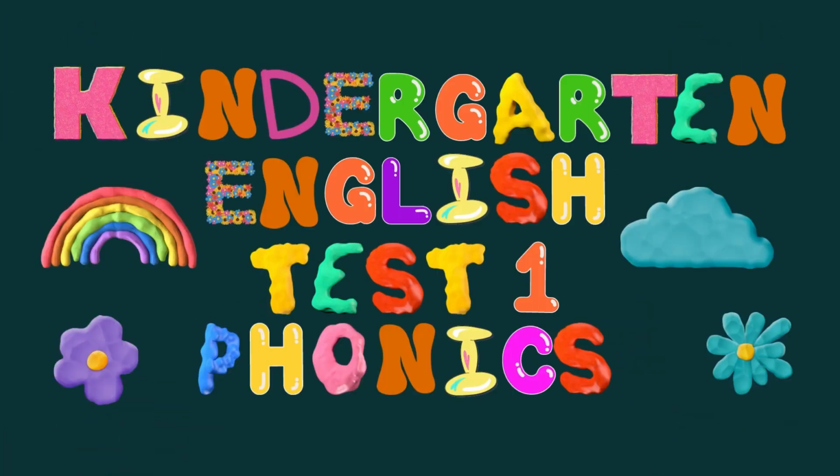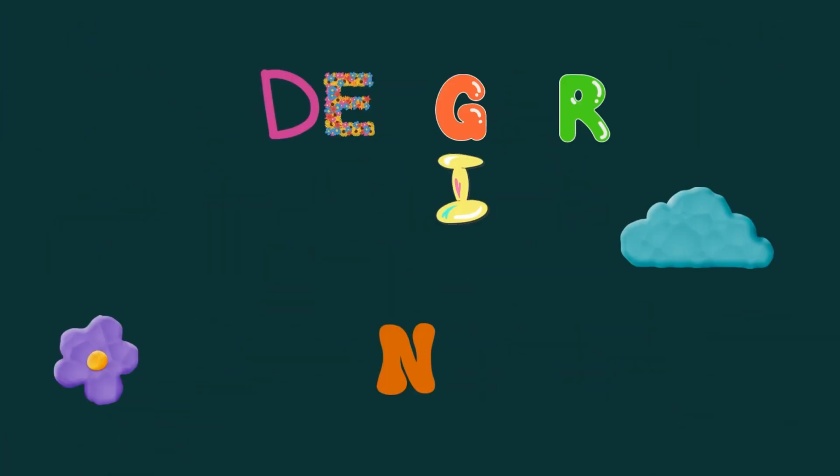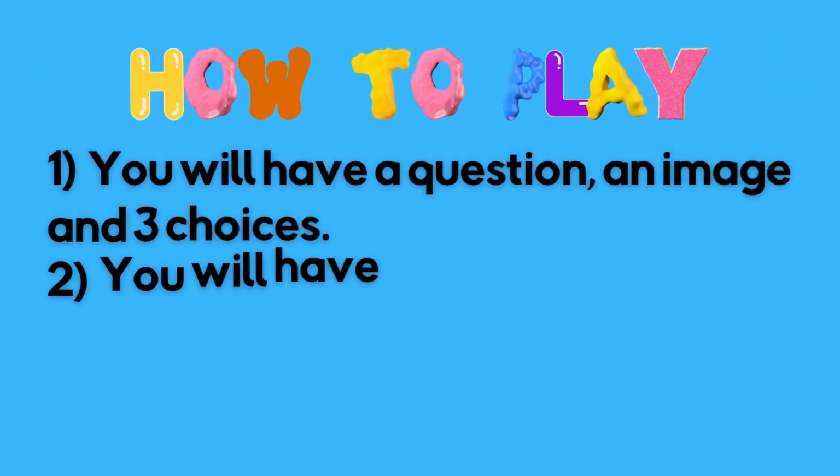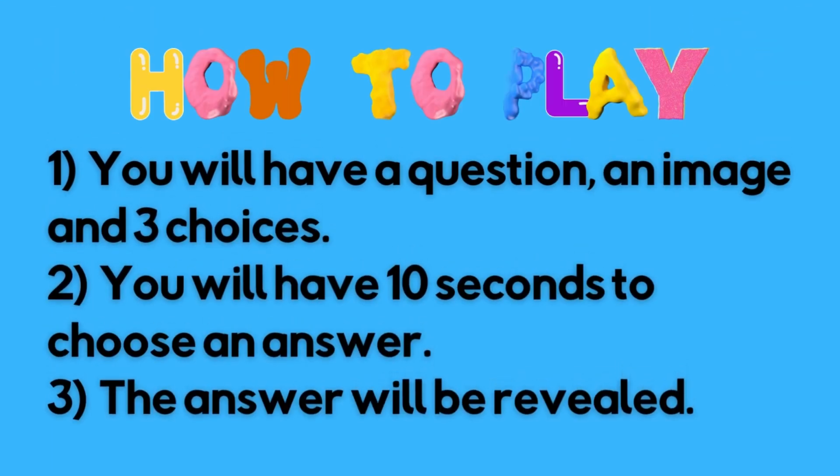Kindergarten English Test 1. First, you will have a question, an image, and 3 choices. Second, you will have 10 seconds to choose an answer. Finally, the answer will be revealed.